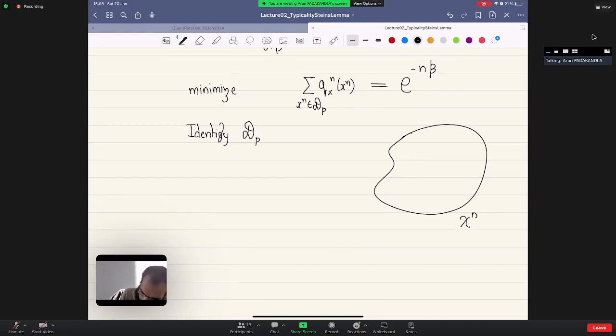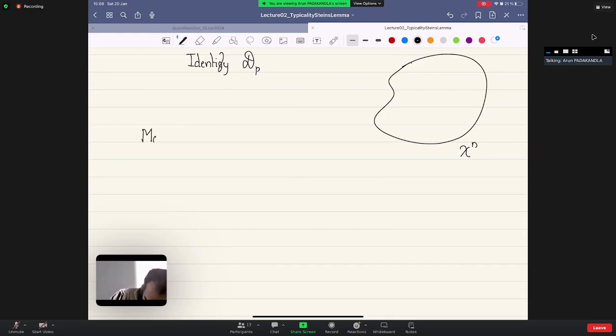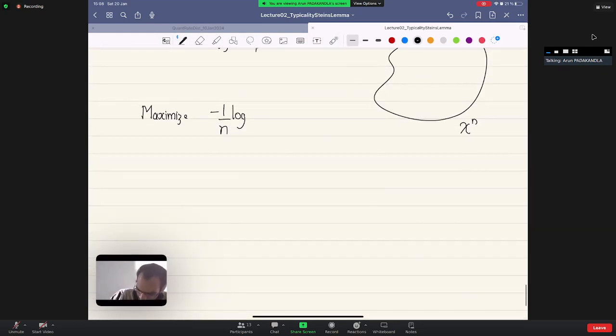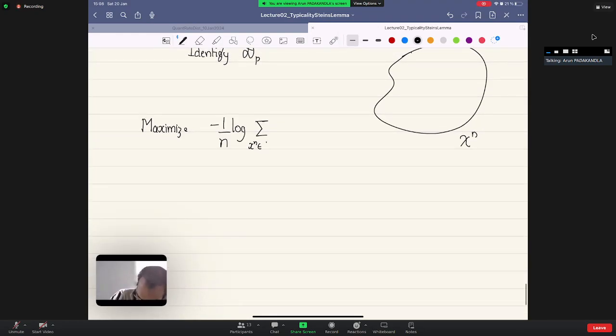So I will state the problem. Maximize minus 1 by n log of the sum over x^n belonging to D_P of Q^n(x^n), so that I extract out this beta at which it is falling, subject to the sum over x^n belonging to D_P of P^n(x^n). So observe the difference in the two distributions, this is greater than or equal to 1 minus epsilon. Okay, that is the goal.